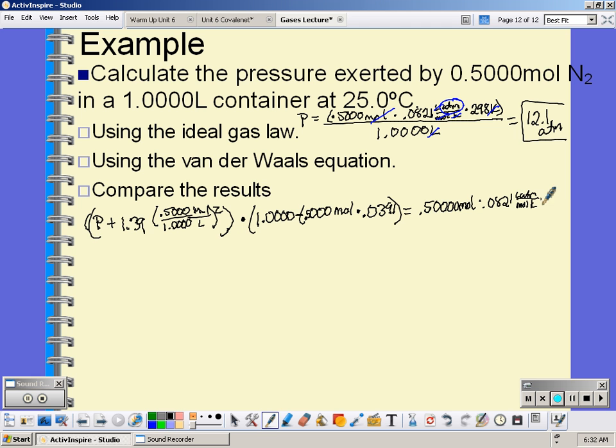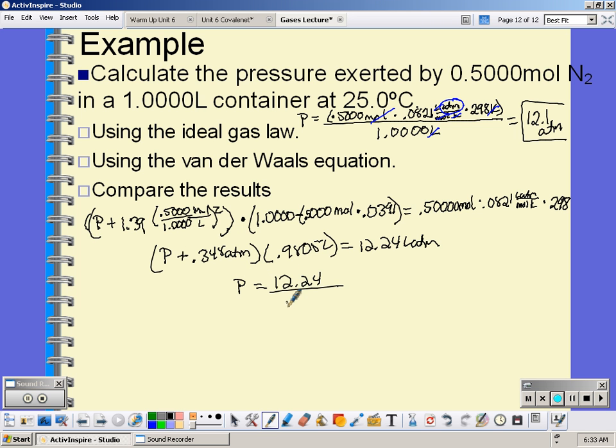Alright, so if I multiply all this out, we'll look at the algebra individually here. We get 0.348 atm plus P, and 0.9805 liters, and that equals 12.24 liter atm. So if we divide both sides by liters, our pressure, 12.24 divided by 0.9805, minus 0.348 atm, our pressure is 12.13 atm.